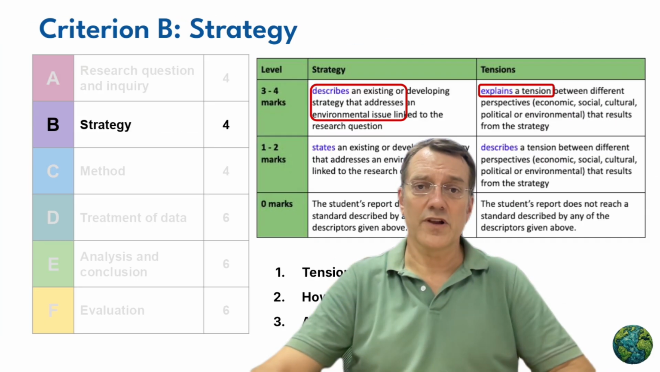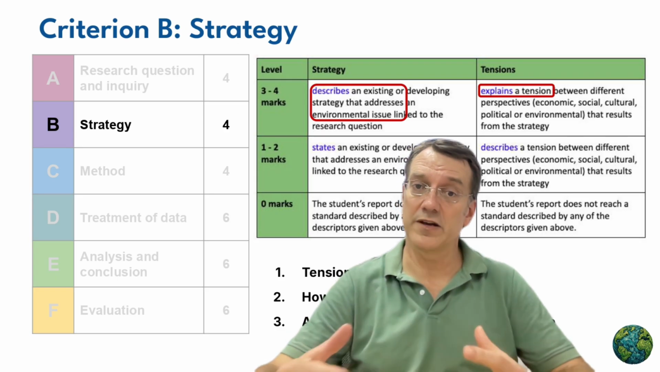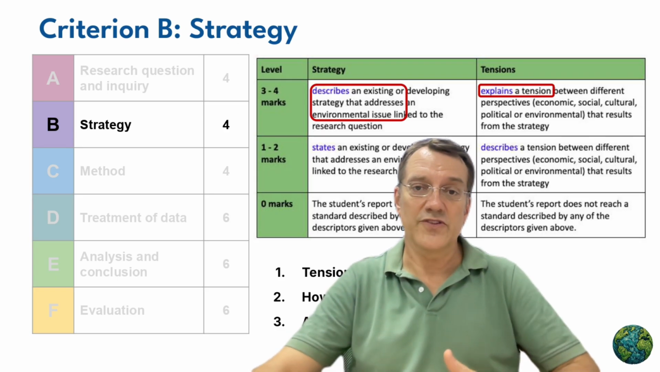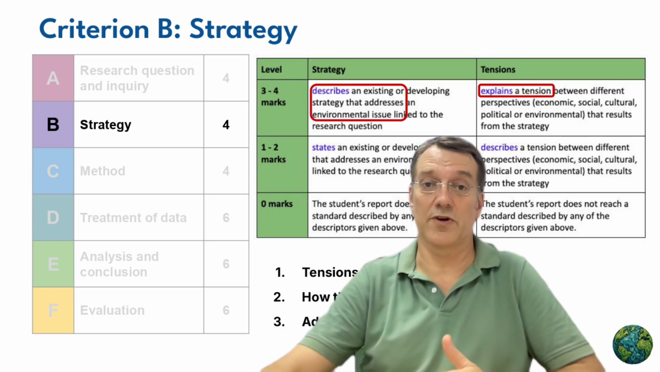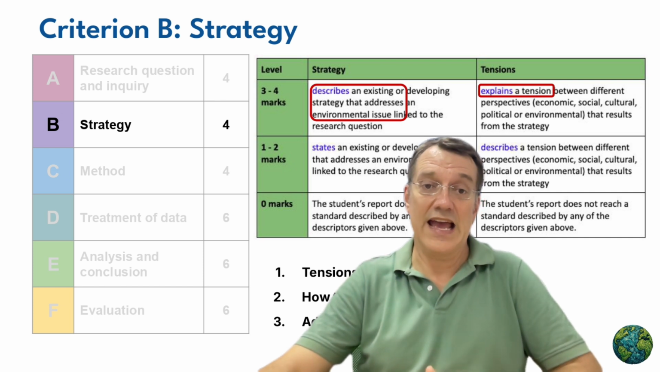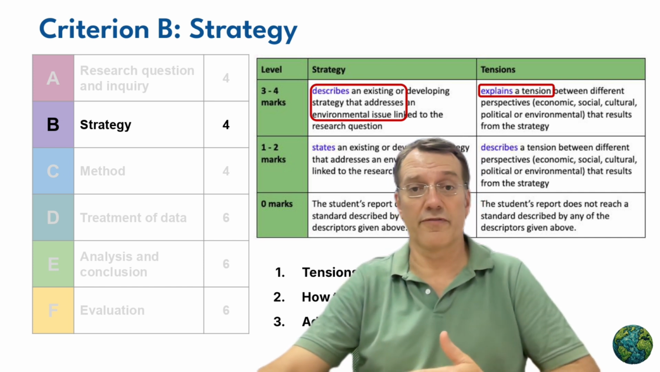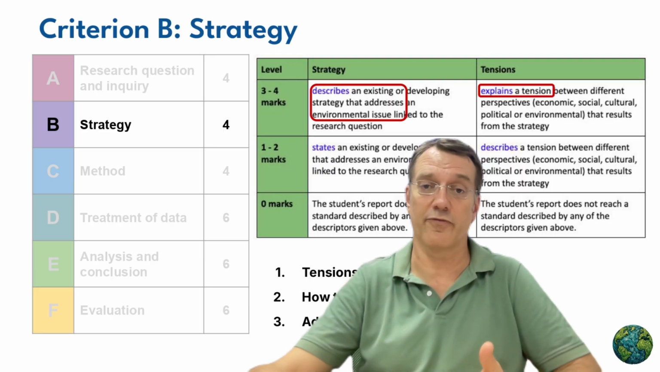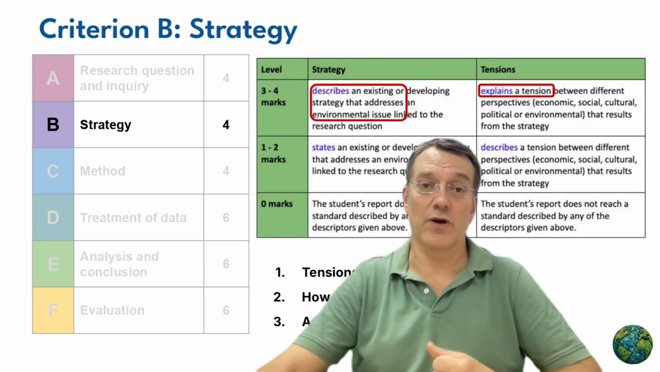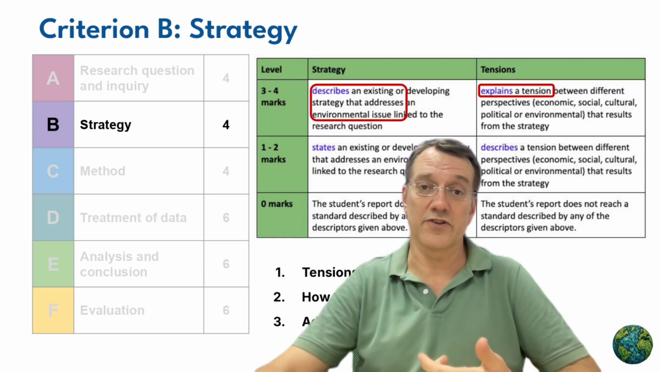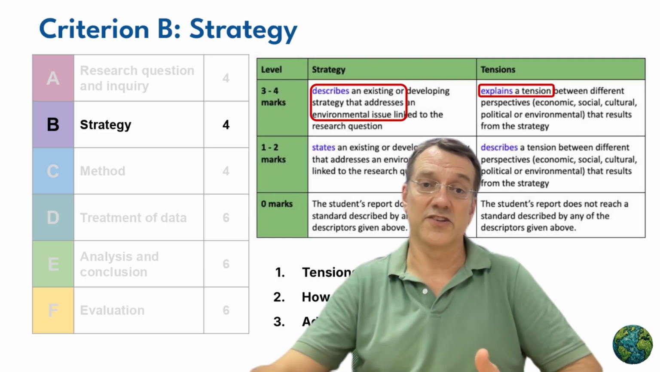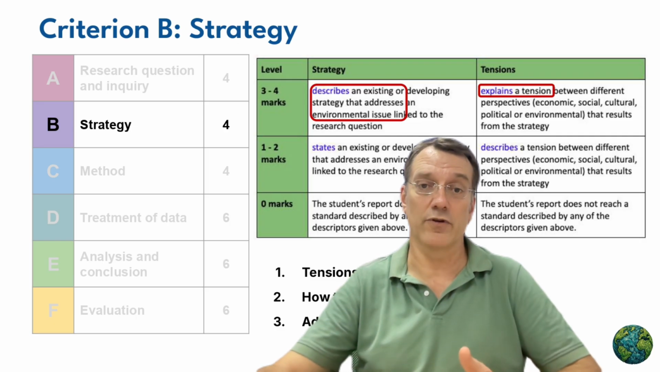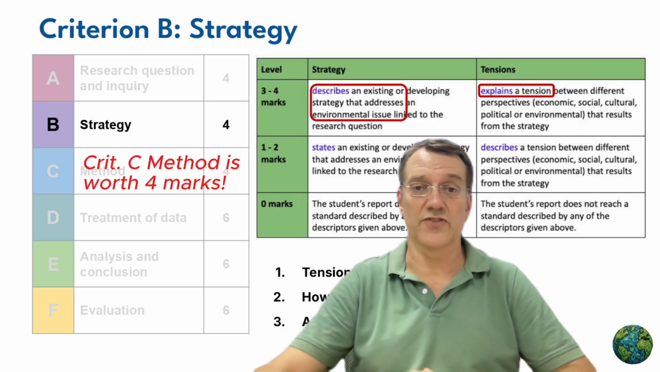Let's get into it. First, let me show you how criterion B fits into the bigger picture of your IA. You can see here that the entire assessment has 6 criteria labeled A through F. A is your research question in your inquiry, worth 4 marks. Then comes B, which we're focusing on today. That's the strategy, again, worth 4 marks. Then after that, you have criterion C for your method, D for the treatment of data, E for the analysis and conclusion, and finally criterion F for evaluation. And all of those are worth 6 marks.